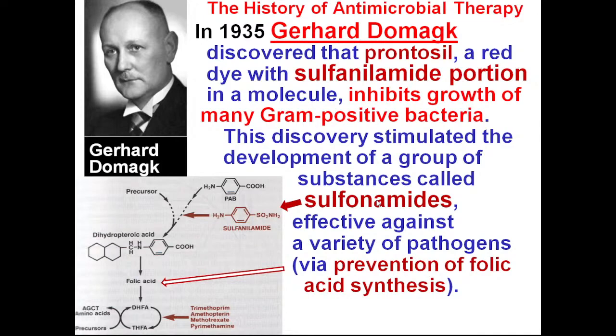In 1935 he discovered that just a regular dye, the red dye prontosil, with a sulfonamide portion, and you can see the sulfonamide portion, and that is not really a natural product, inhibits the growth of many gram-positive bacteria. This discovery stimulated the development of a group of substances called sulfonamides. You can see the basic structure of sulfonamides, which are very effective against a variety of pathogens by prevention of folic acid synthesis.